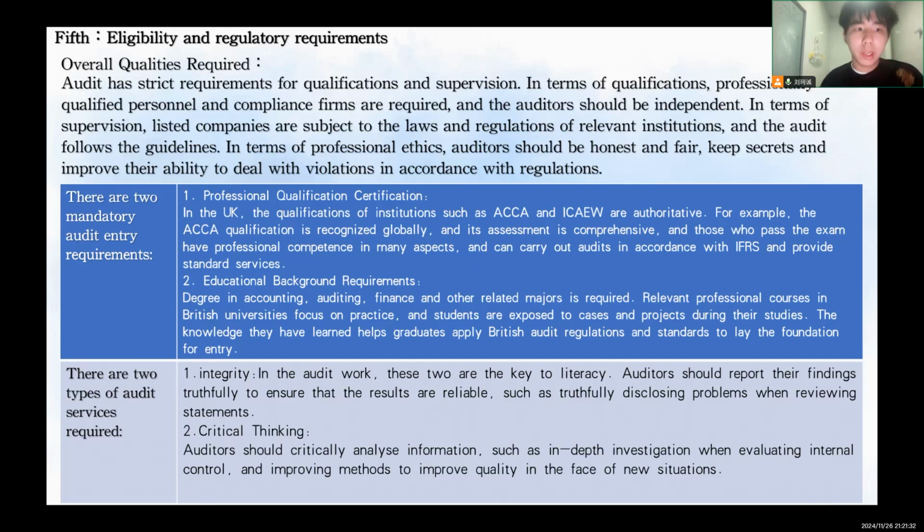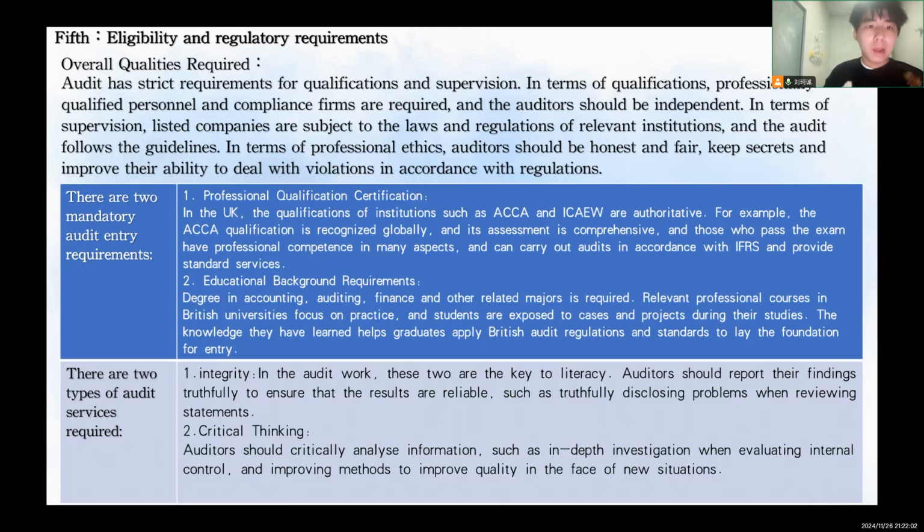requirement: a degree in accounting, finance and other related professions is required. The related professional courses at British universities focus on practice. Students are exposed to assignments and projects during their studies. The knowledge learned helps the graduates to apply the business laws and the foundations from the entire industry.